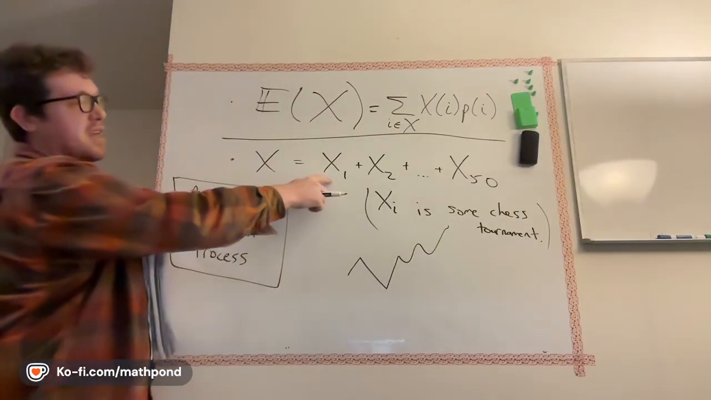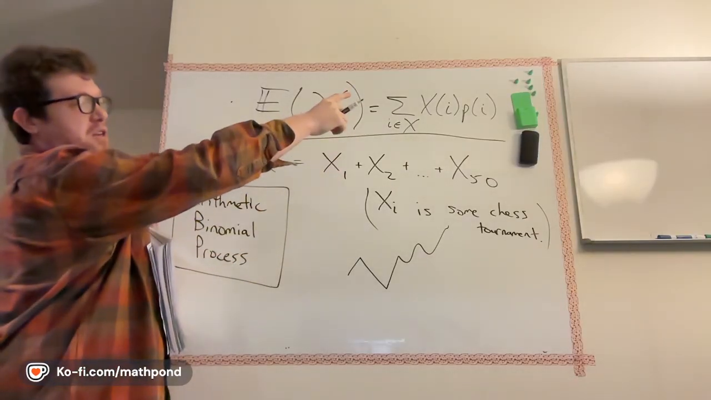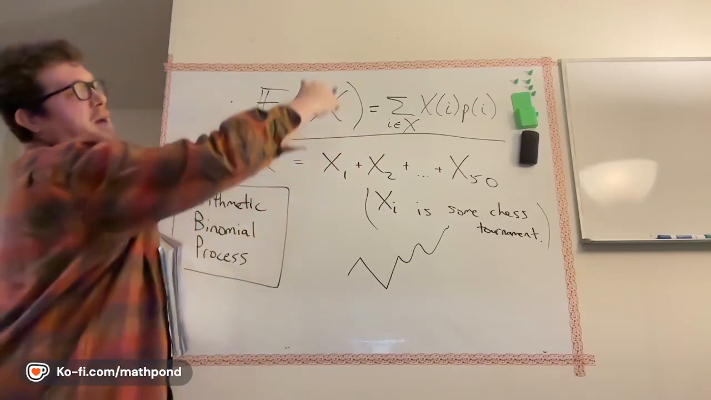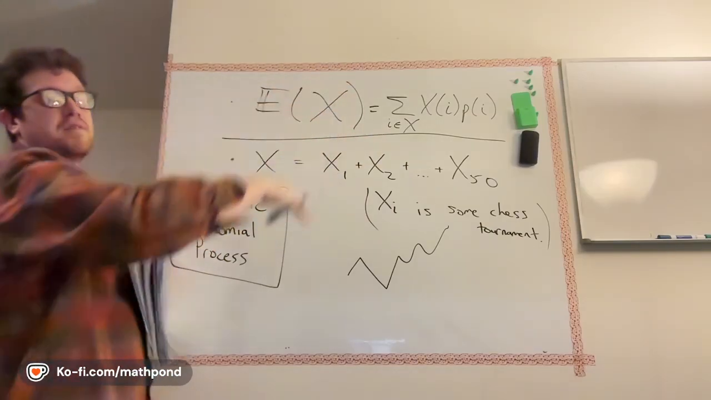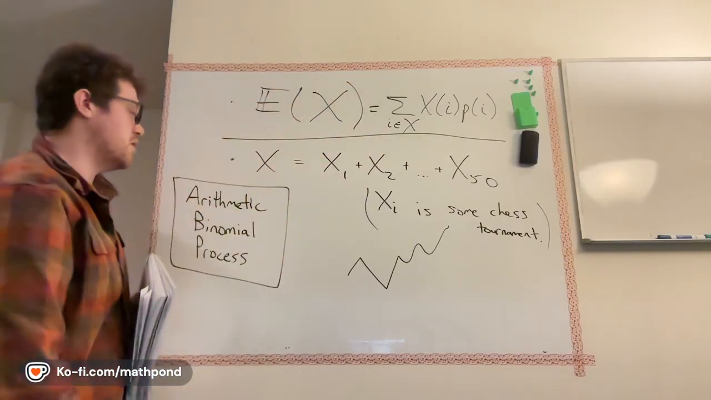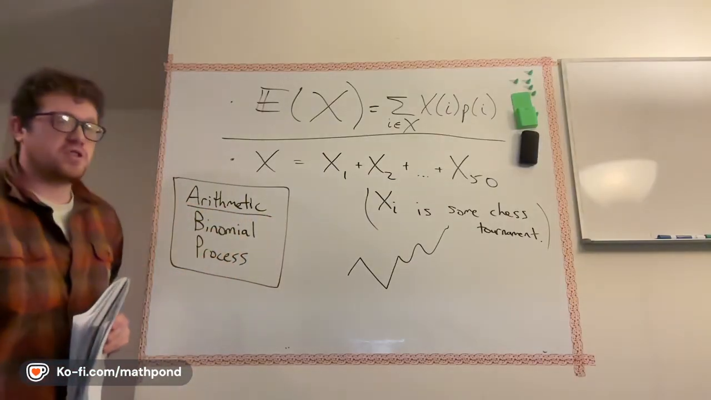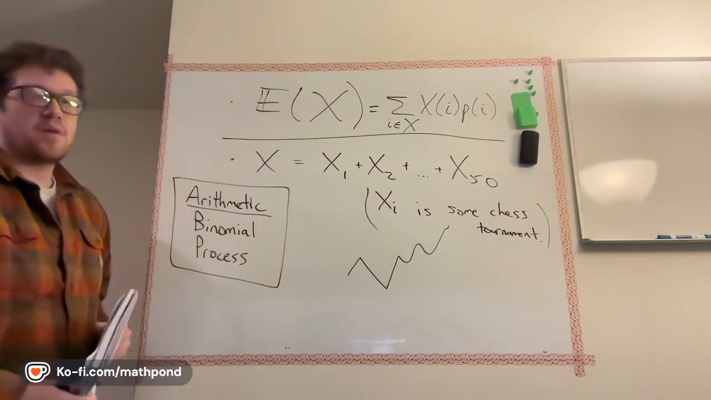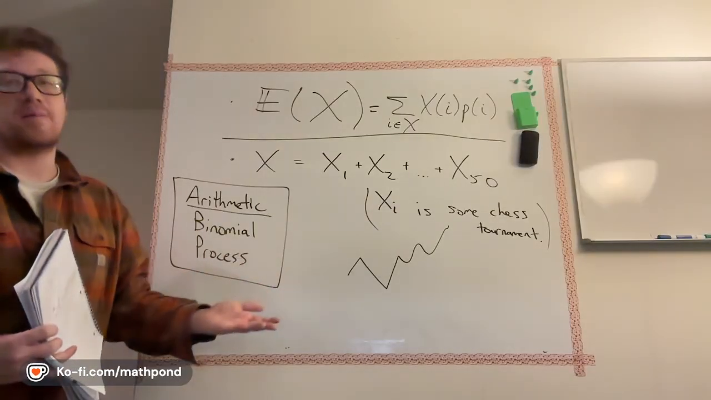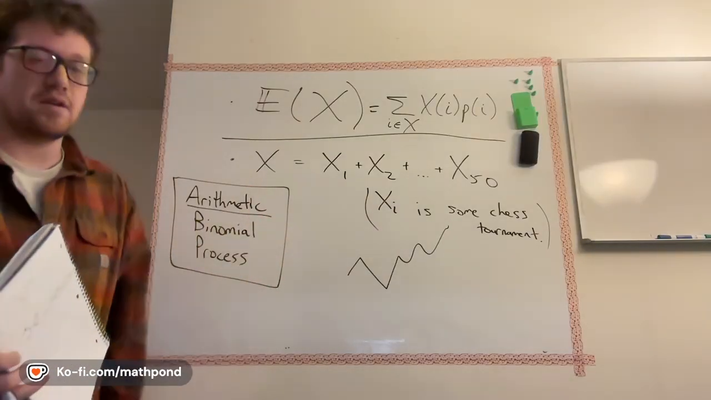This is just saying we're going to go up either 100 or 0, and it doesn't matter what the value is. We're just doing that every time. So there's arithmetic binomial processes, and there's also geometric binomial processes, which would be closer to a stock price. So this is something a little bit simpler.